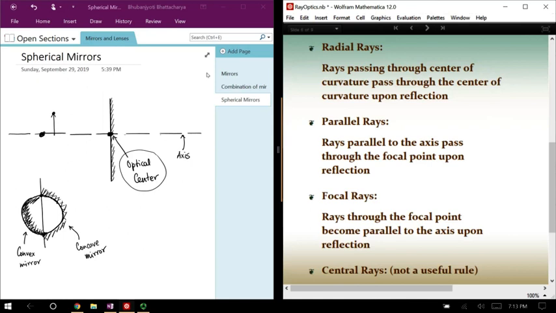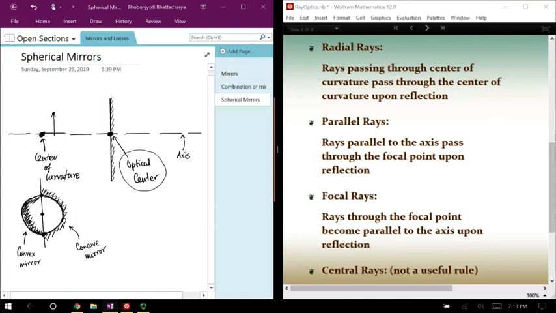But in order to do that, let's talk about two important points on the principal axis. The first one is the center of curvature of the mirror. And what does the center of curvature represent? Remember, we created our mirror out of a sphere, right? So this mirror was created out of a sphere.